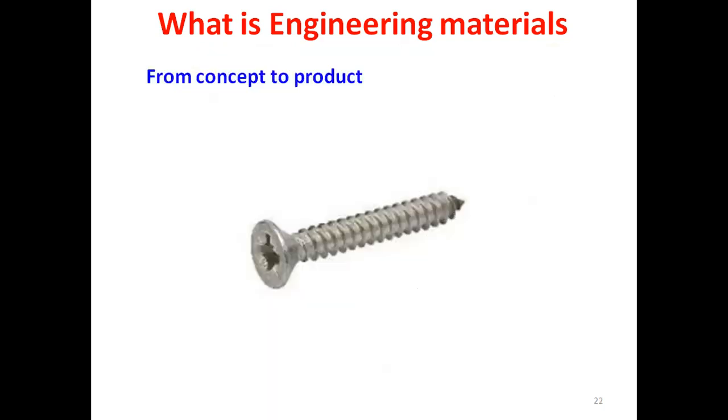We discussed materials, we discussed engineering materials, and now we will be discussing from concept to product, how we use the materials and make products. Starting with a very simple engineering product, the screw. A screw is made of steel. It is made of mild steel. It is also made of stainless steel.